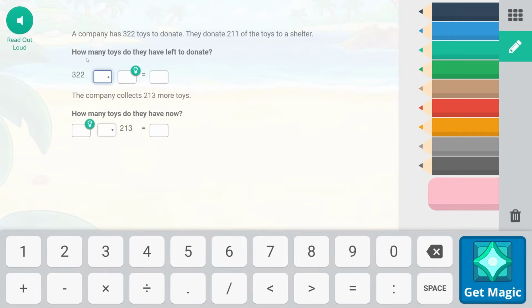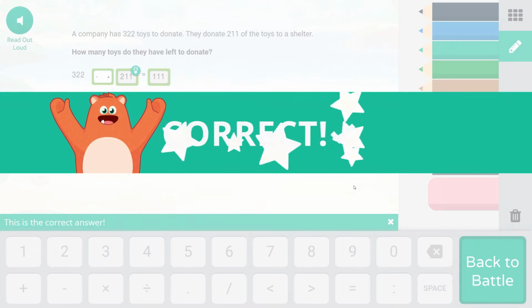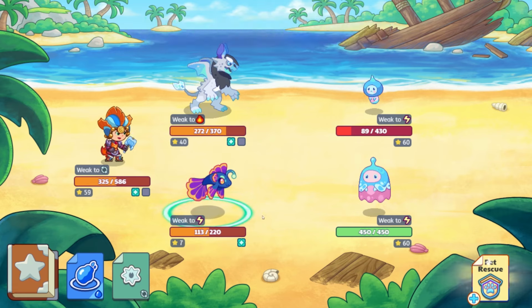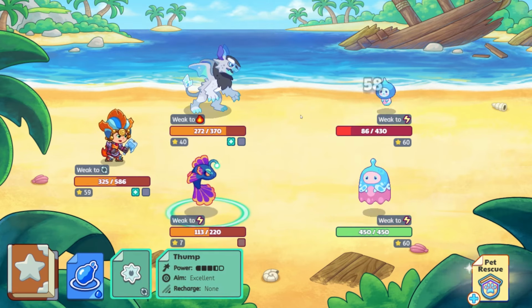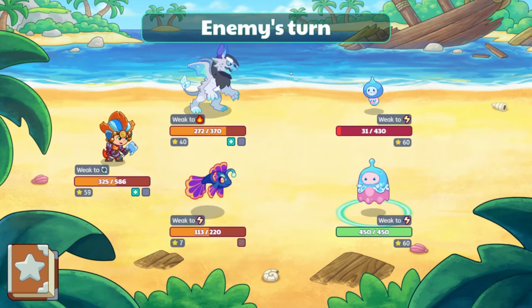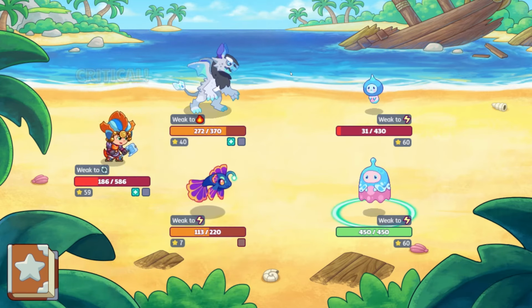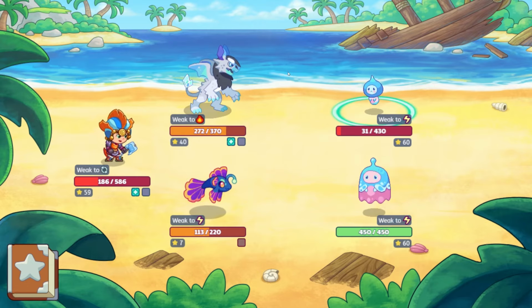All right, so 322 toys to donate. They donate 210 to the shelter. Minus 211. And then that is going to give us 111 toys. So the company collects 213 more toys, so 111 plus 213 is going to be 324. Woohoo! And so basically with that, we're just focusing on what the question is asking us, and then doing that. Finding the information as to what we're going to do is the part that can be a little bit on the challenging side.